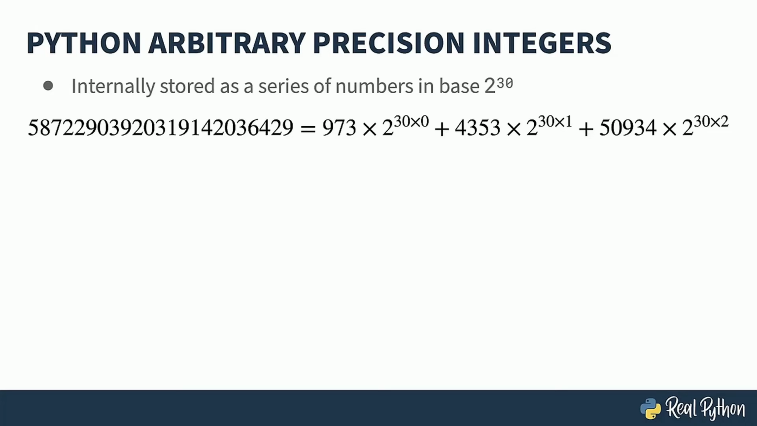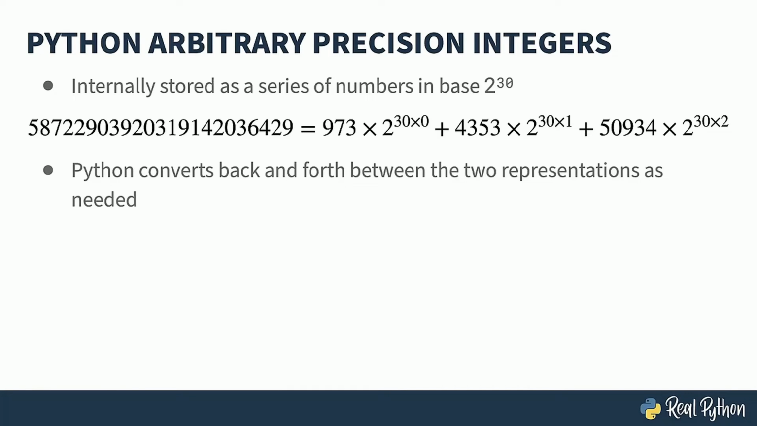As an example, this uncomfortably large number is stored as 973 plus 4,353 times 2 to the 30 plus 50,934 times 2 to the 60. Python conveniently switches back and forth between fixed and arbitrary precision based on the size of the number being stored.